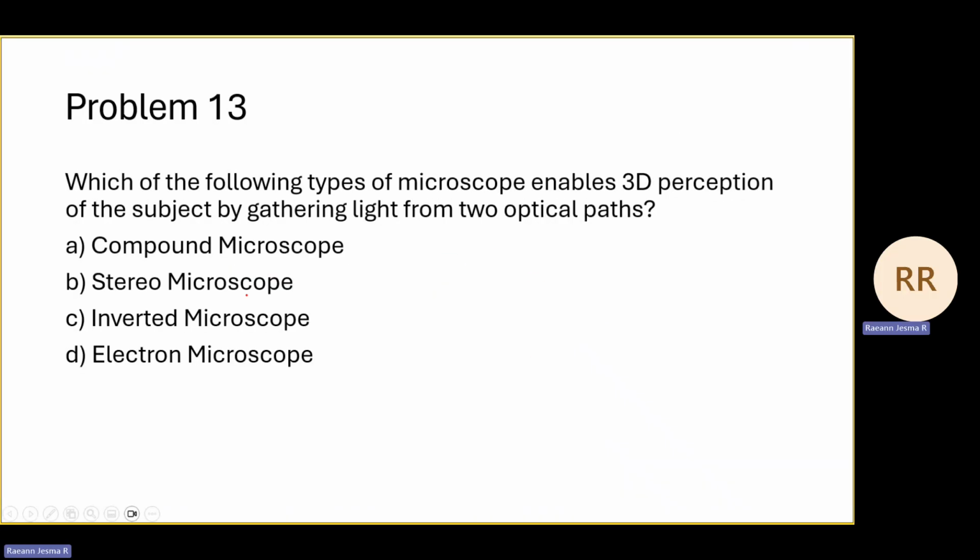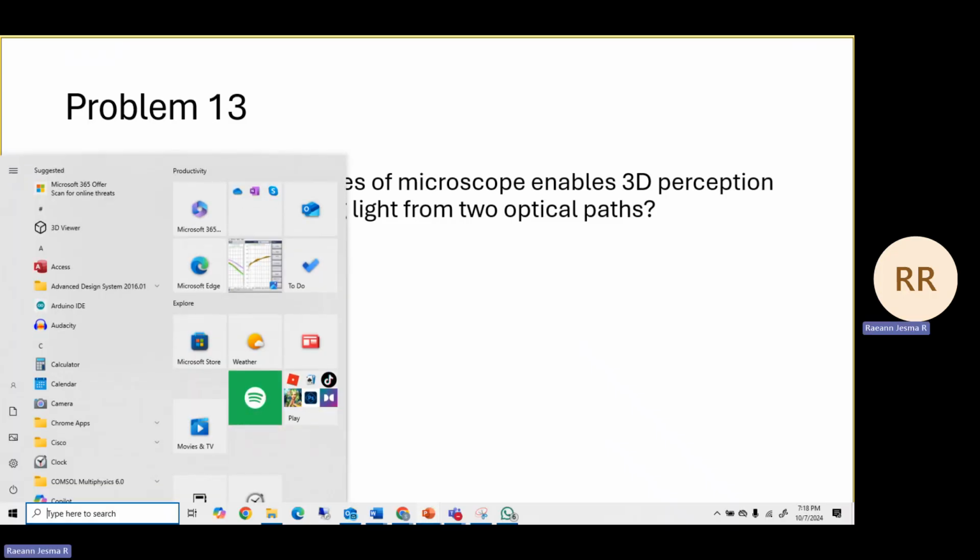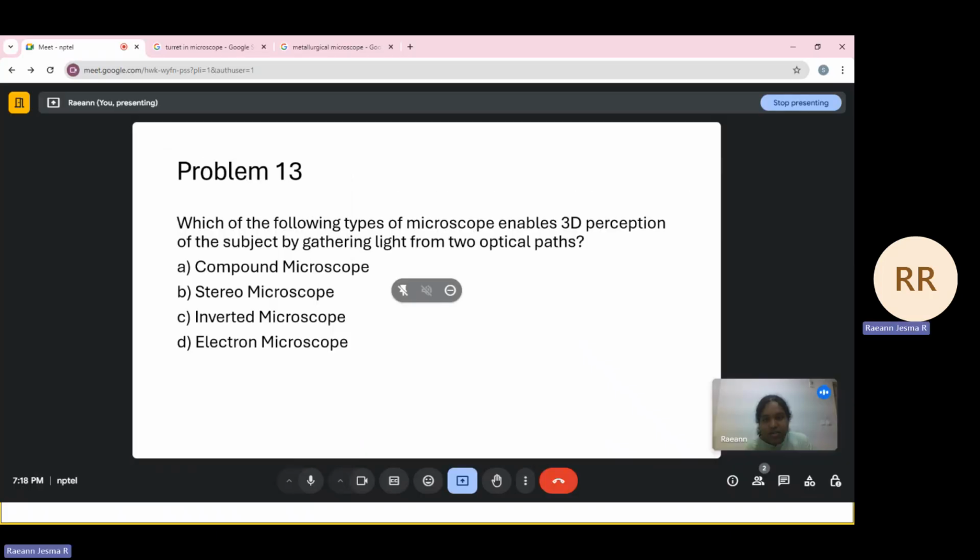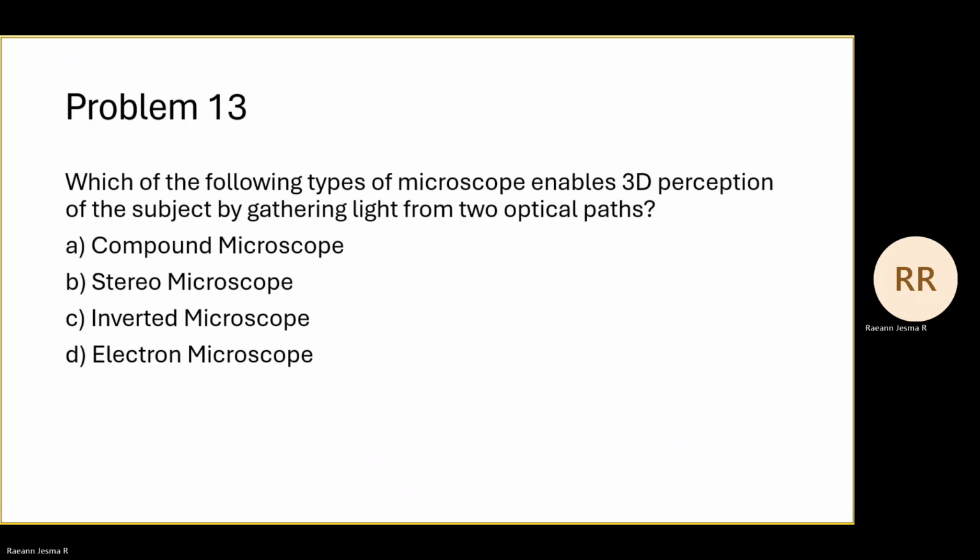Now let us move on to the next problem. Problem 13. Which of the following types of microscope enables 3D perception of the subject by gathering light from two optical paths? Option A, compound microscope; B, stereo microscope; C, inverted microscope; D, electron microscope. So, which is the correct answer for this problem? The correct answer is option B, stereo microscope.